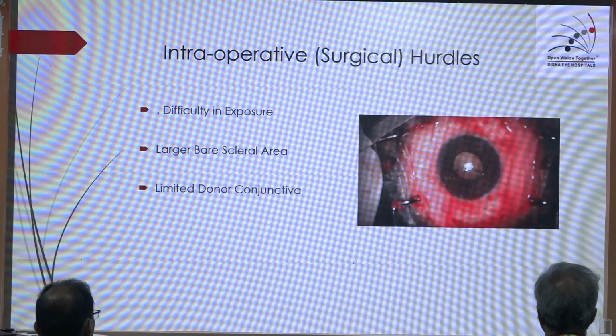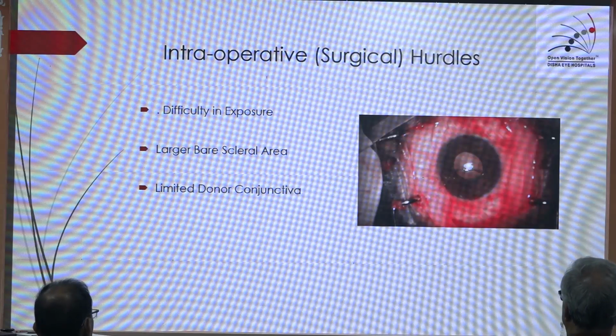Limited donor conjunctiva. Basically, superior bulbar conjunctiva is our preferred donor site. However, in double pterygium, excess tissue availability may be limited, so excessive harvesting risks limbal stem cell deficiency in selected cases, and amniotic membrane transplantation may be considered there.